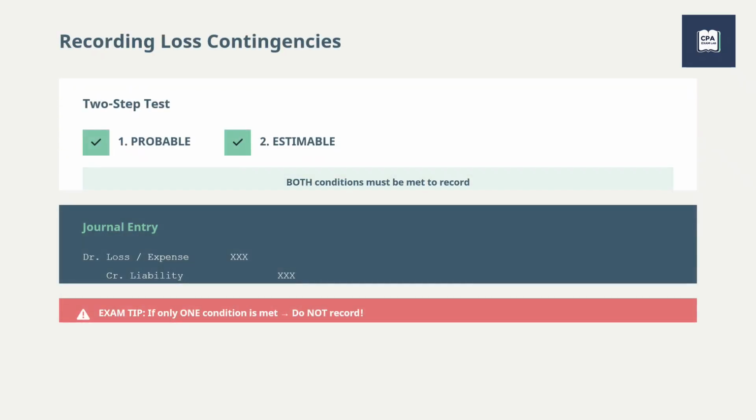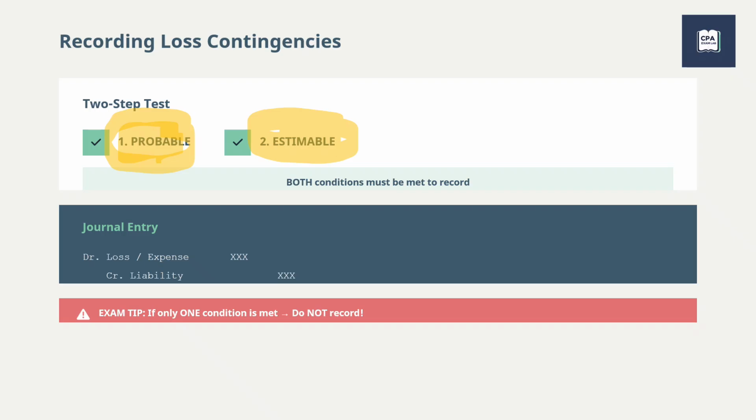But when you actually record a loss contingency with a journal entry, there's a two-step test you need to apply. And we have two conditions. Number one, the loss must be probable. And number two, it must be estimable. So what does it mean?